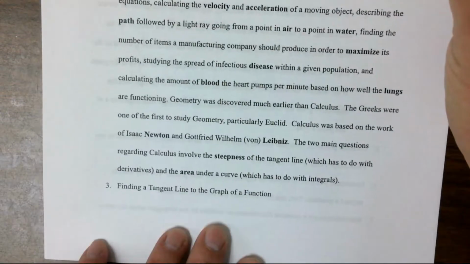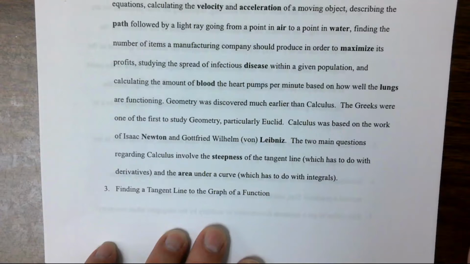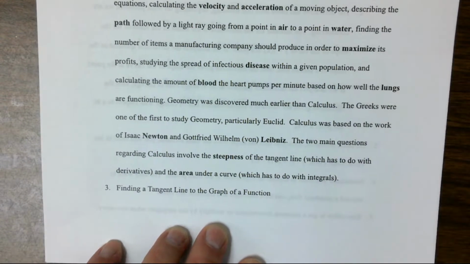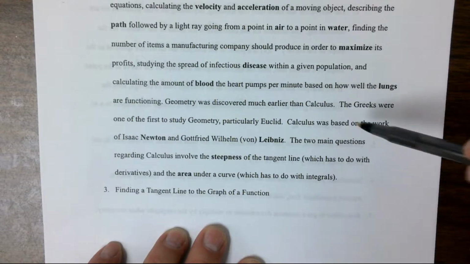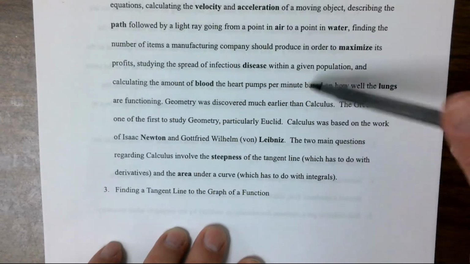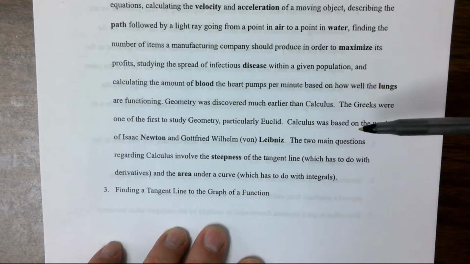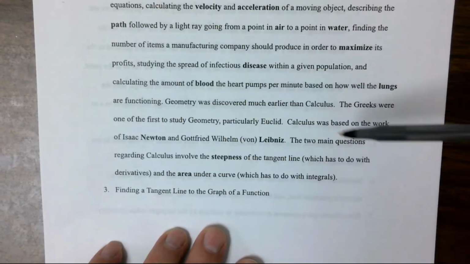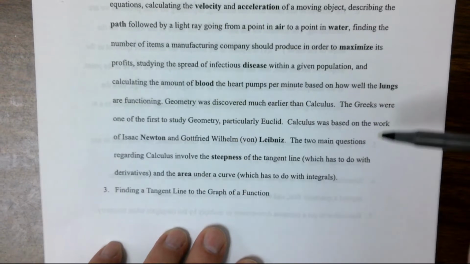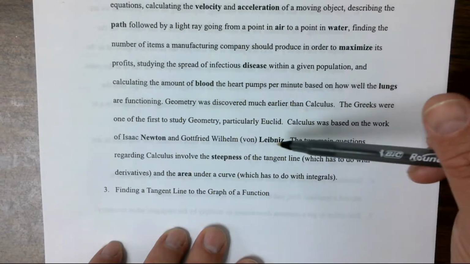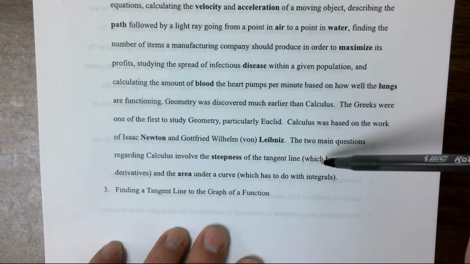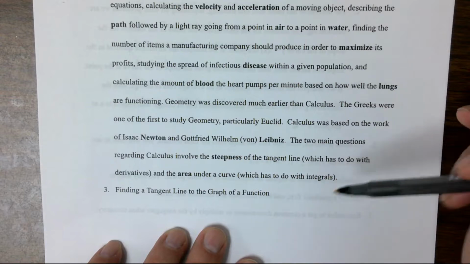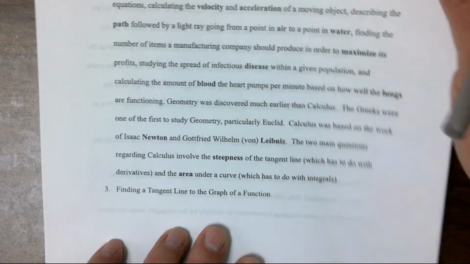Historically, geometry was discovered much earlier than calculus. The Greeks were the first to study geometry, particularly Euclid. Calculus was based on Isaac Newton and Gottfried von Leibniz. The two main questions are the steepness of the tangent line, which has to do with derivatives, and the area under a curve, which has to do with integrals.